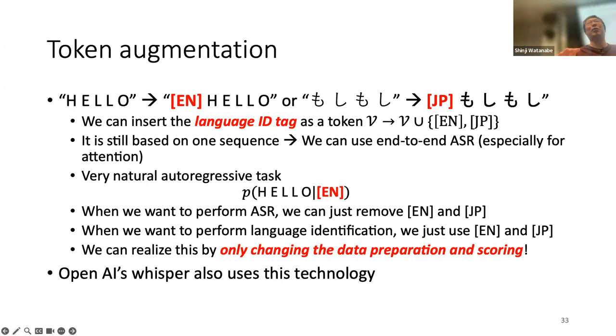Now, probably some people here are very familiar with this, because Whisper and other techniques also put a lot of tokens in the sentence. And probably I am the first person to use this language ID token in speech recognition. Although it was already used in machine translation, I put this language ID token in the beginning because I wanted to include language identification and speech recognition at the same time.